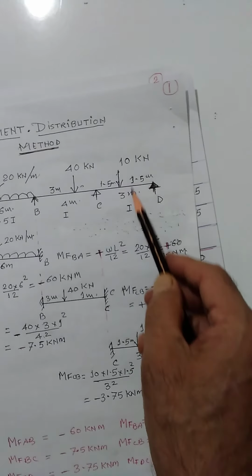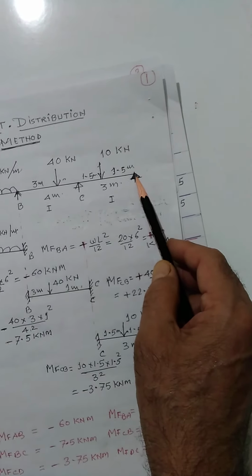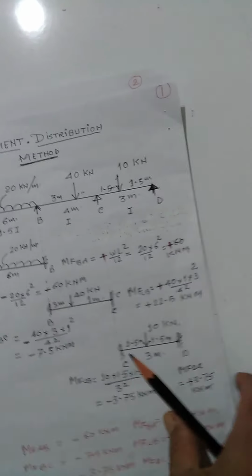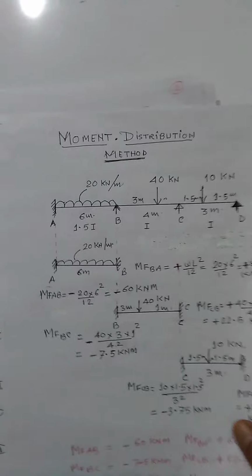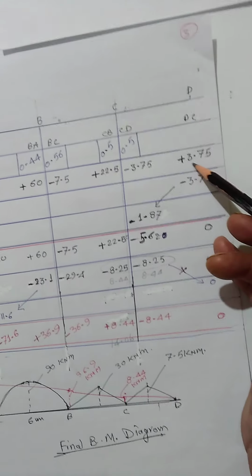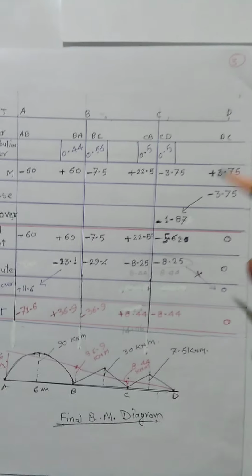that D support is the end support and it is simply supported. So the moment at that point will be 0. Moment at that point will be 0. So actually here, when we have made the distribution so far, then it will be plus 3.75. So that is to be kept at 0.